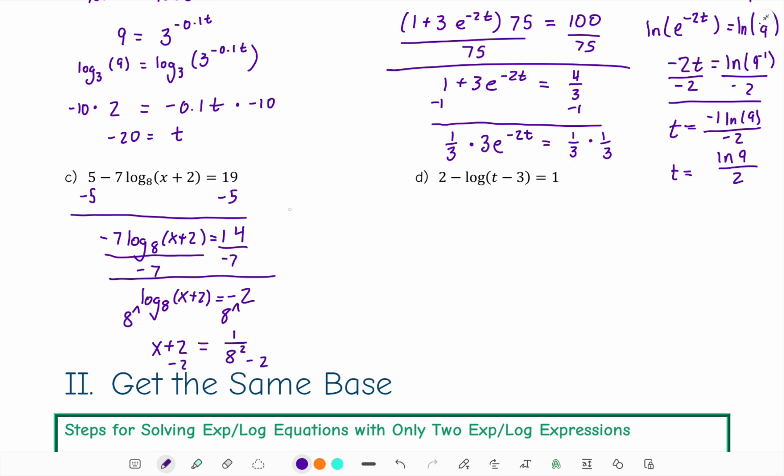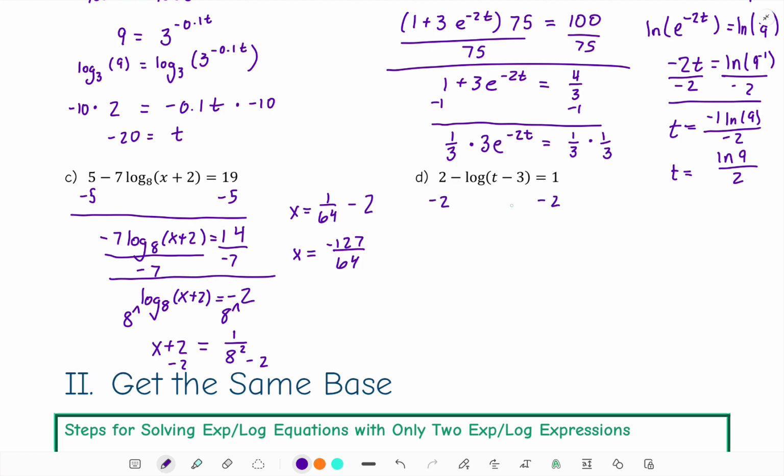Subtract 2 from both sides. We get x equals 1 over 64 minus 2. So x equals negative 127 over 64. And now for part D.